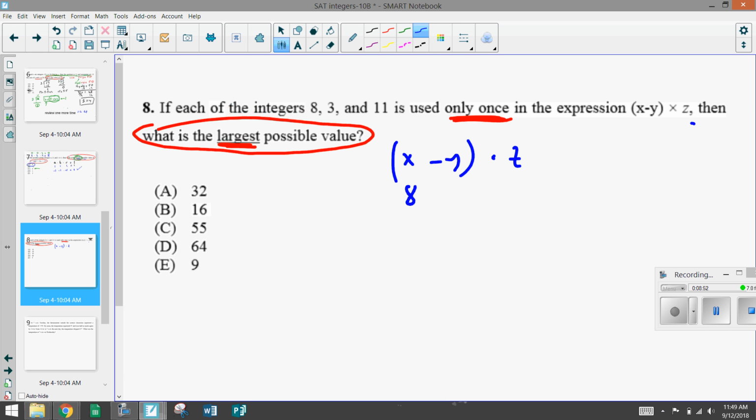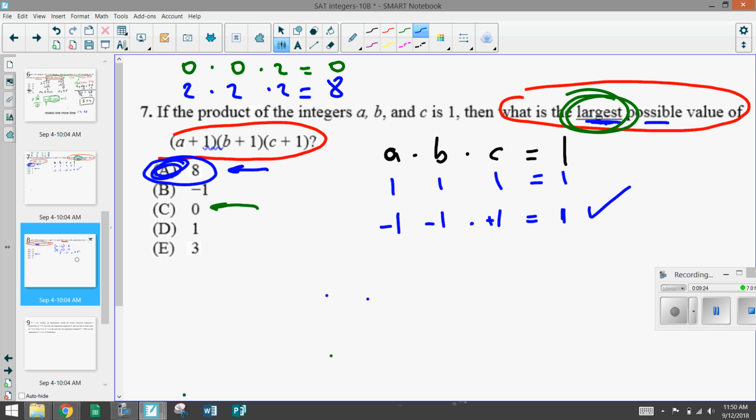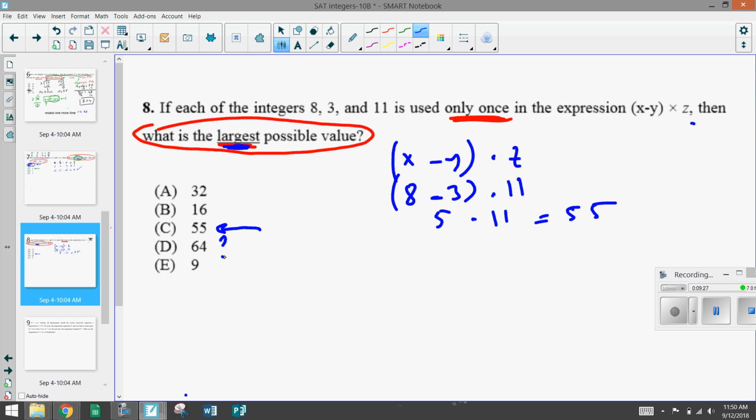X is 8. Minus 3. Y is 3. I'm just trying. And then z is 11. 5 times 11 is equal to 55. Right here. But it's saying largest. Remember the previous question. Let's go back to the previous question. It was saying largest. At first I found 8 and just circled because there wasn't any higher number than 8. No hesitation, circle. But when you go back here, 55. But what if the answer is 64?